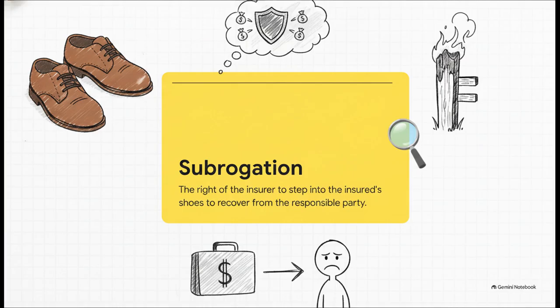Let's say a careless neighbor accidentally burns down your fence. Your insurance company pays you to replace it, right? But insurance companies aren't exactly in the business of letting guilty parties off the hook. Subrogation gives your insurer the legal right to march over to that neighbor, step into your shoes, and demand their money back. You will absolutely see this on your exam, for sure, so lock it in.